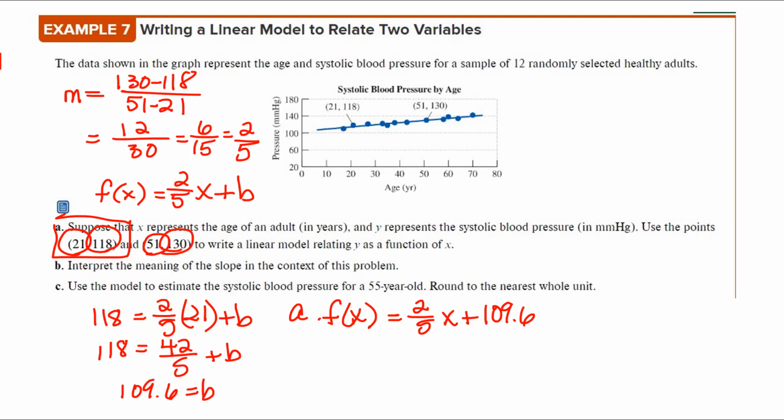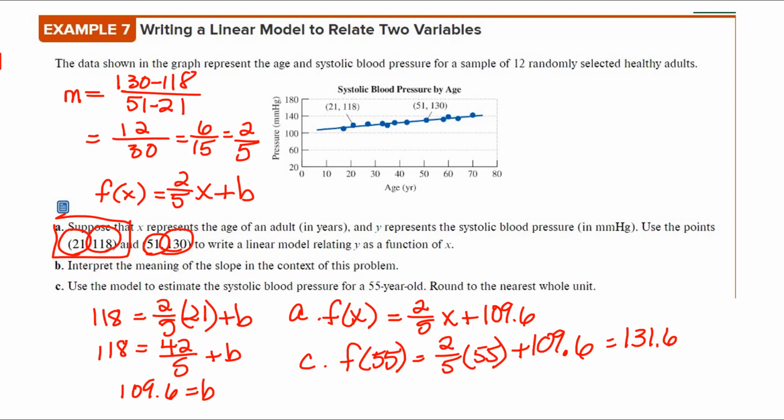All right, so it says use the model to estimate the systolic blood pressure for a 55-year-old. So 55-year-old, that means you put in 55 for x. So f of 55 is going to be 2/5 times 55 plus 109.6, which is 131.6 millimeters of hemoglobin for a 55-year-old.